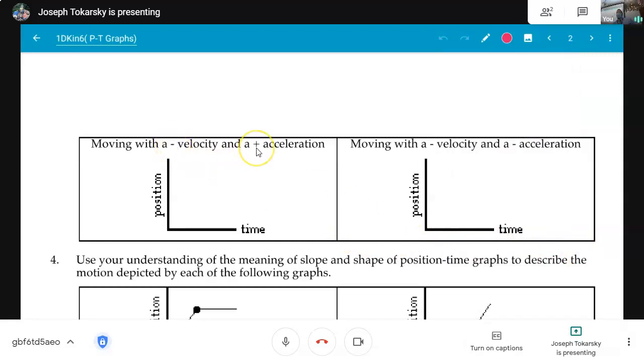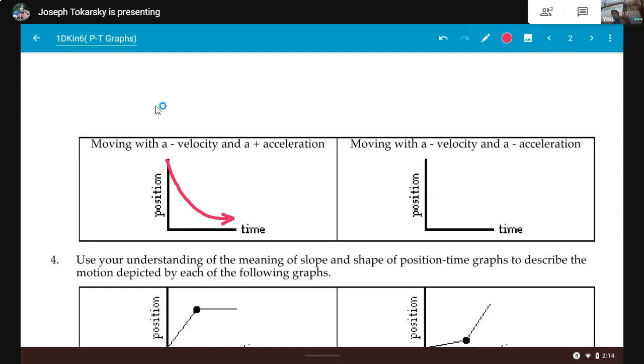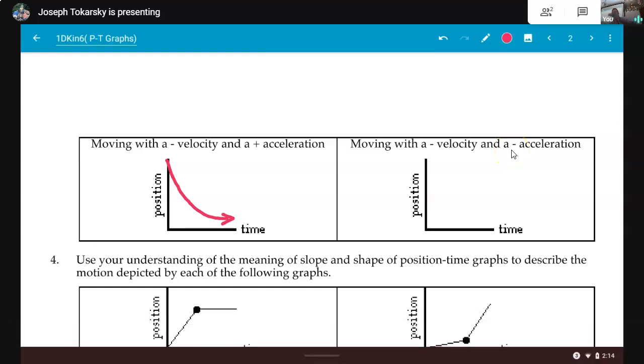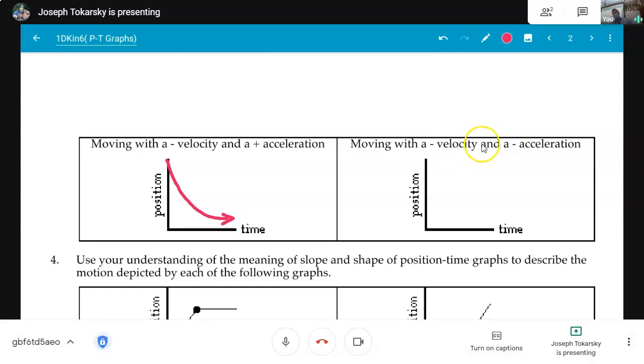Opposite signs, negative, positive, slowing down again, right? We've got to slow down while going negative, since that's the original direction of the velocity. So that would be like that. And then we've got minus, minus. Got to be speeding up, right? Speeding up while going minus, since that's the direction the velocity is in. So we've got to get steeper going down like that.